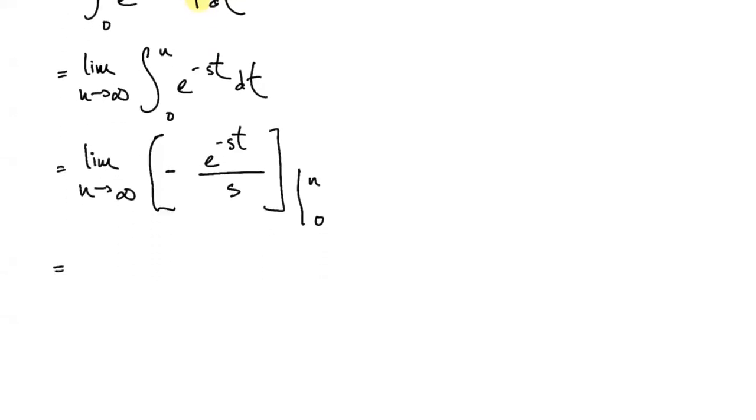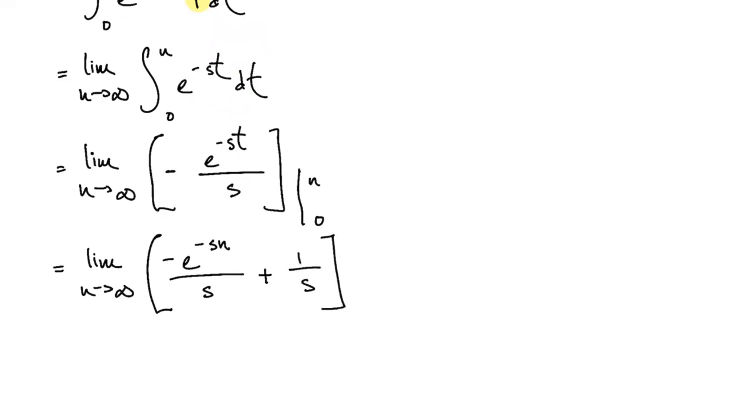Let's go ahead and plug in our bounds. We have the limit as n approaches infinity, and now we're plugging in our bounds. So we get negative e to the negative sn over s, and then minus a negative. So I'm just going to make that a plus sign, right? Minus a negative of e to the 0, which is just going to give me 1 over s. Okay.